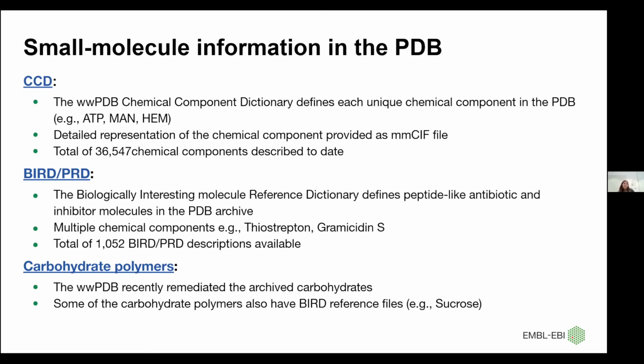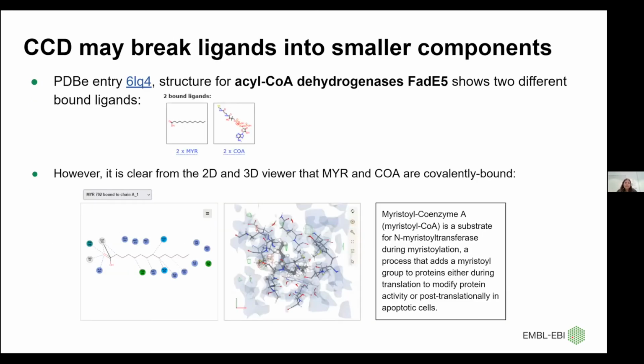While the scope of BIRD and carbohydrate polymers is limited, CCD covers the entire PDB archive. However, it has limitations. For example, in this particular PDB entry, 6LQ4, essentially a structure for acyl-CoA dehydrogenase FADE5, it shows the structure has been bound to 2 ligands, MYR and CoA.